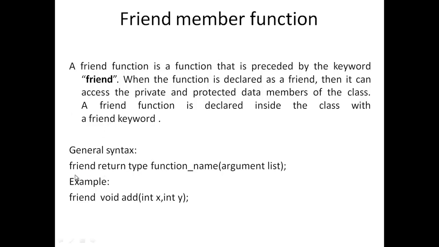See the general syntax here. First we use the keyword friend, then the return type, then the name of the function, and then put some values in parentheses. See the example here: friend, then void, then the name of the function, add, and within the parentheses give some values, and at the end of the line there is a semicolon.